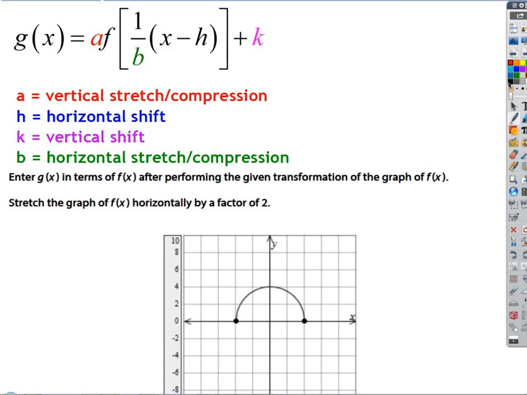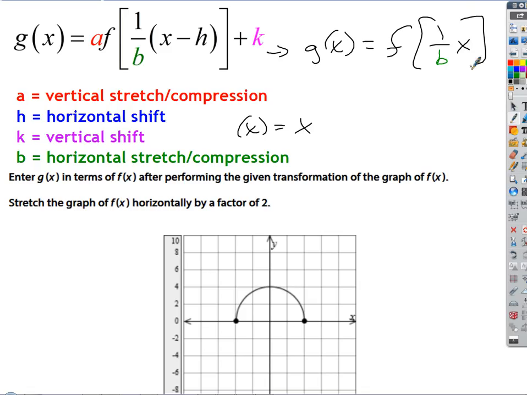So the first thing we do is we're going to rewrite this then, right, as f of 1 over B x. But if there's no h, because we're not horizontally translating it, do I need to put the x in parentheses? No. I don't, because isn't that the same thing as that? Yes. Right? So look, I can just write it like that. Okay? Without the a and the h and the k, that's all we need, is just the b, right?